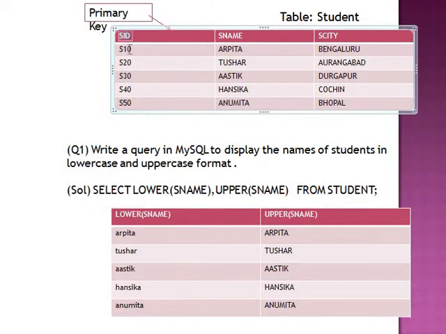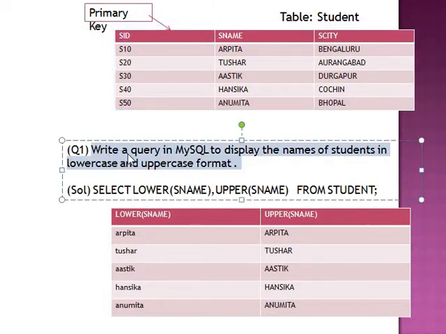And now since it's a primary key column, it can uniquely identify every record in this table student. This table has 5 such records. This is the first one, this is the second one, this is the third one, this is the fourth one, and this is the fifth one. So all of these 5 records can be uniquely identified by this primary key column known as SID.